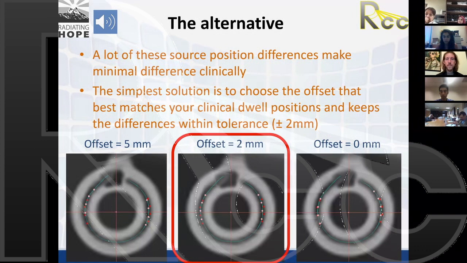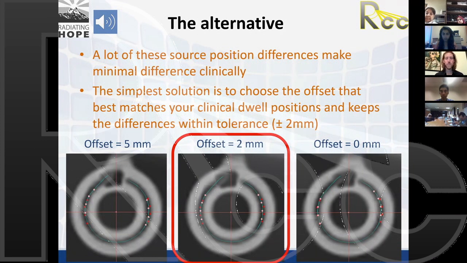And this is because the clinical region that we're interested in lies quite a way away from the dwell positions. So small differences in dwell positions at a distance can make not so much difference clinically, particularly if you're looking at things like the high-risk CTV D90 dose, or the bladder D2cc doses. The difference between right and wrong dwell positions in some of these cases is actually really small.